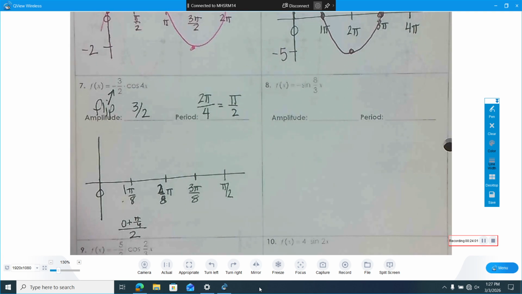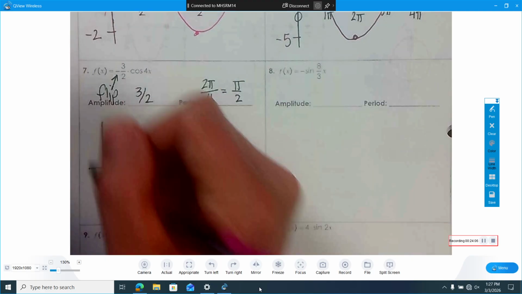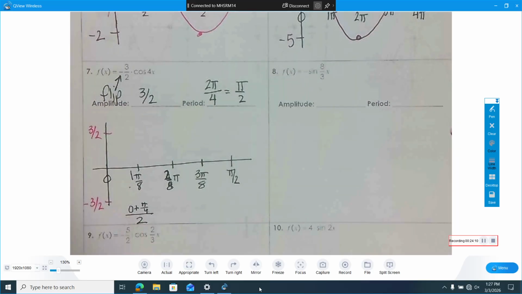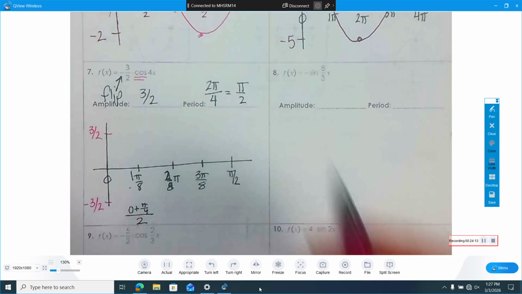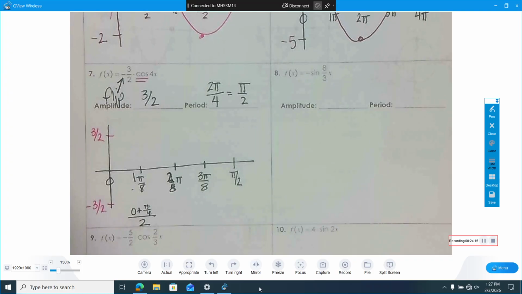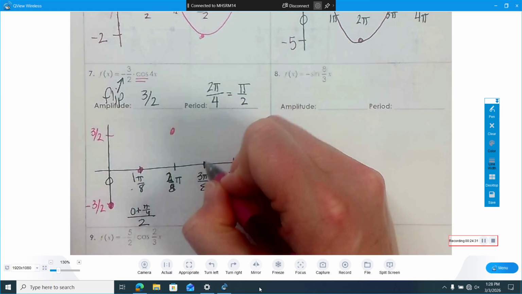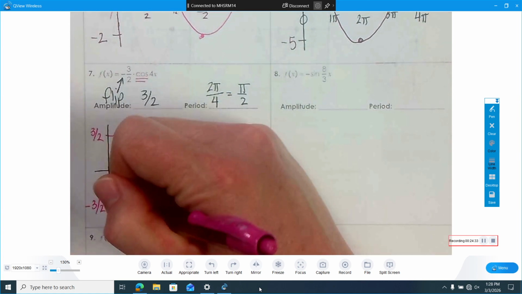Okay. All right, what's our maximum and minimum? Yeah, 3/2 and -3/2. Very good. Okay. And we're doing a cosine song. What's the cosine song? High, middle, low, middle, high, but it's flipped. So what's our cosine song now? Low, middle, high, middle, low. Okay. So low, middle, high, middle, low.